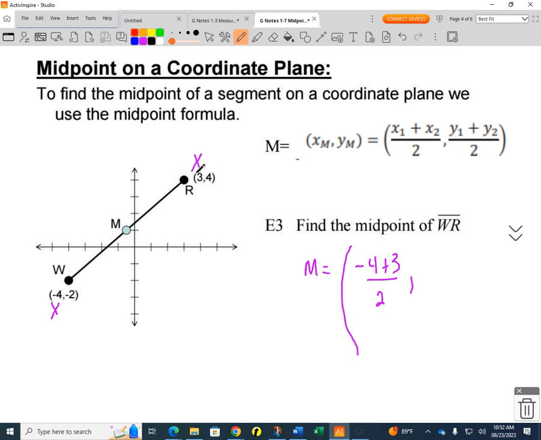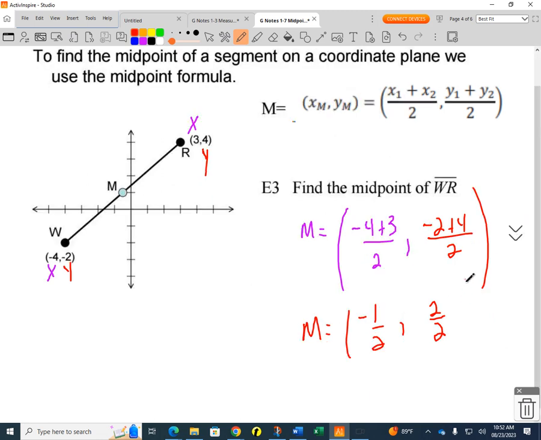Now, the y coordinates are going to go here. -2 plus 4 all over 2. So now we're going to simplify each of those. So the midpoint is -4 divided by 3. That's -1 over 2. -2 plus 4 is 2 over 2. And we're actually going to bring that down one more time and simplify it. This one is simplified. Now this one is simplified.